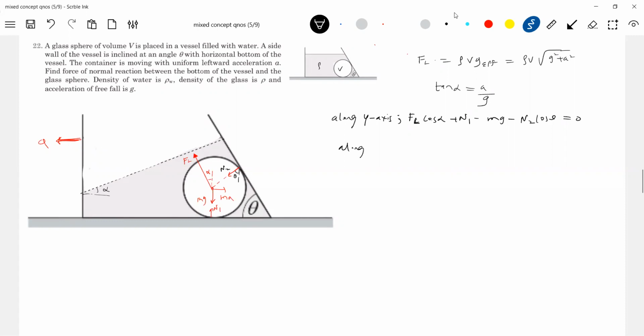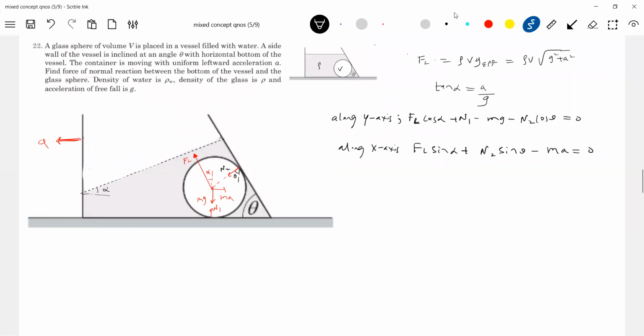So along x-axis we will equate forces. FL sine alpha minus MA plus N2 sine theta minus MA equal to 0. I think solving all this we will get it.